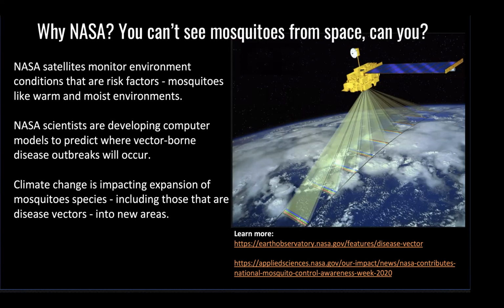And most importantly, as we're monitoring climate change from space, we're also monitoring the expansion of mosquito populations, both moving poleward and also altitudinally, because as the world is warming, their range is opening into new areas.